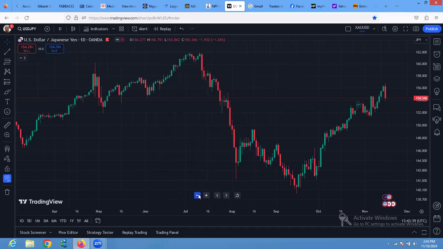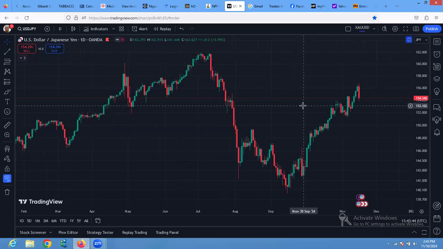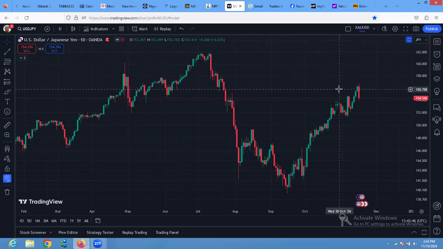And that is what I expect. So we need to allow the correction. Let's see the way and manner it is going to correct to the upside before we look for a further sell. That's what we can see here.